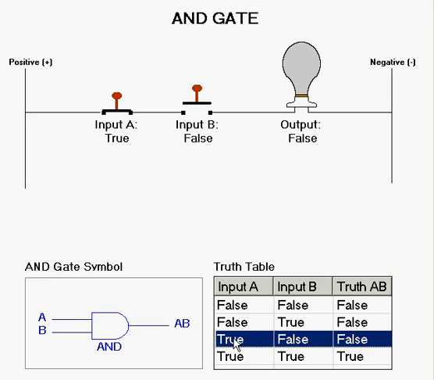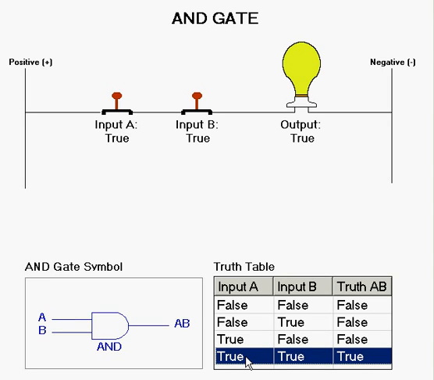Now the A input is true and the B input is false. The light bulb is still, or the output is still false. But when both A and B is true, then the output is true. This is the only time that the output is true with the AND gate.